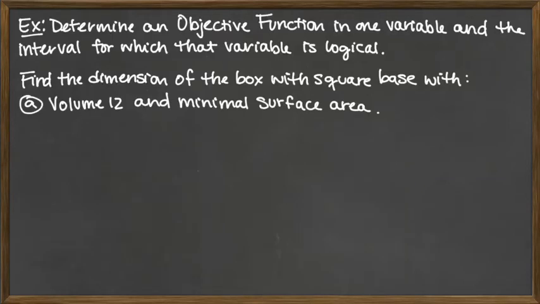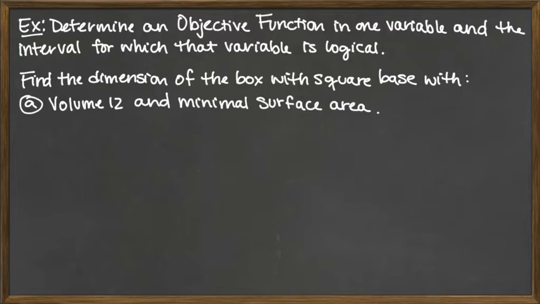For applied optimization problems in calculus, the initial setup is primarily algebraic manipulation just to get an objective function, a function that we want to maximize or minimize, into a function that just has one variable, and also to be able to assess what the reasonable domain is for that variable that the function has.